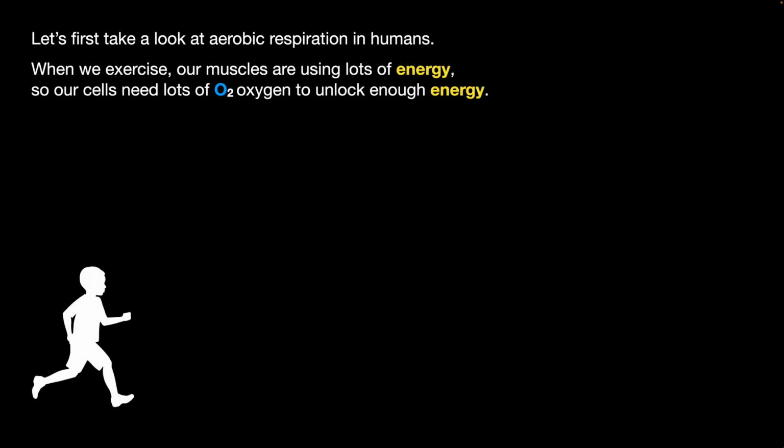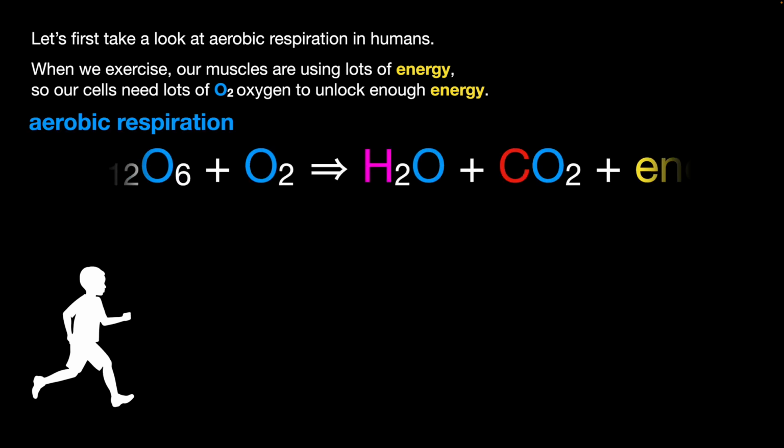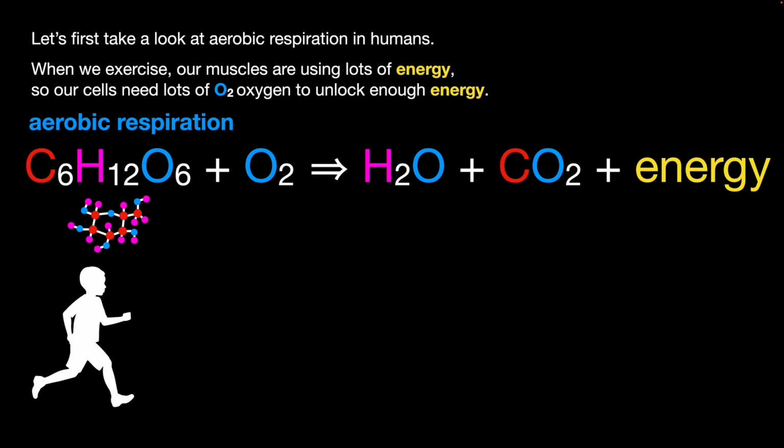Let's first take a look at aerobic respiration in humans to see how that works in us. When we exercise, our muscles are using lots of energy. So our cells need lots of O2, oxygen, to unlock enough energy for us to use. And there is a formula for how that works inside our cells. We have glucose, C6H12O6, plus oxygen, that little key, and as a result, we get water, H2O, CO2, and some of that energy that our cells can use to move when we're exercising.